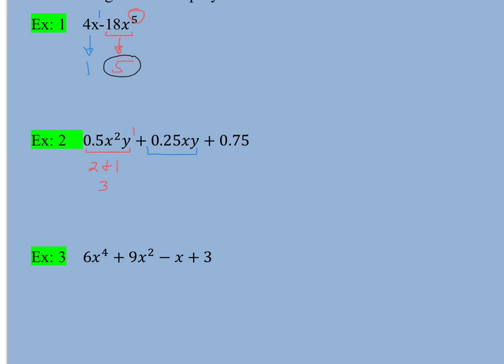The next term, both the x and the y, you don't see their exponents, but they have exponents of 1. So to find the degree of that term, you're going to add the 1 plus 1, which gives us a degree of 2.